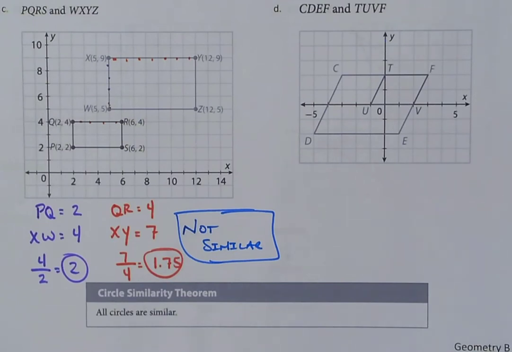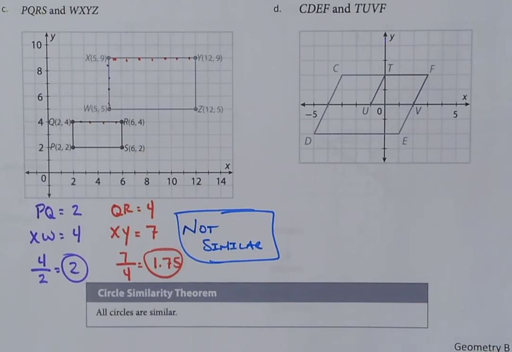All right, so if we look at D for CDEF and TUVF, we have to go through and determine if these are similar or not. First thing is that they maintain the same shape and the angle measures are going to be the same. So all we have to do here is determine if we get that same ratio for the scale factors of the side lengths. If we do, then we can say yes, that these two are similar, and then provide our scale factor.